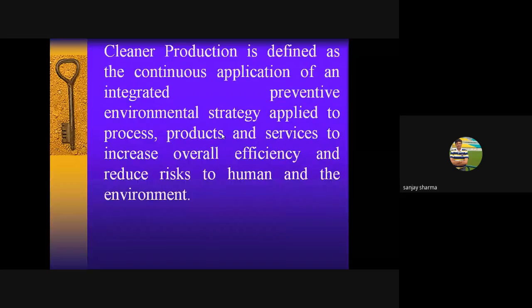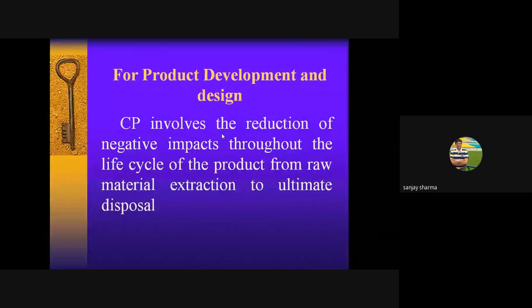So cleaner production is defined as the continuous application of an integrated preventive environmental strategy applied to processes, products and services to increase overall efficiency and reduce risks to humans and the environment. For product development and design, CP involves the reduction of negative impacts throughout the life cycle of a product, from raw material extraction to ultimate disposal.